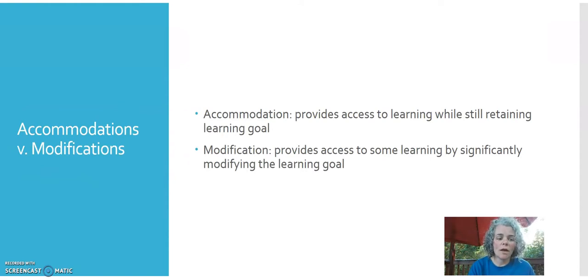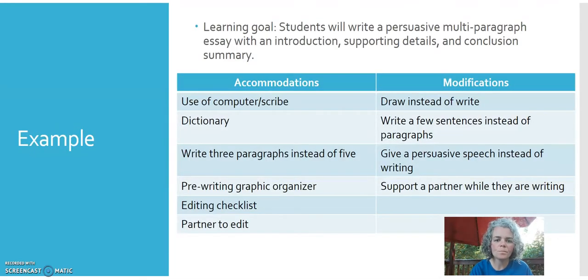I do want to clarify accommodations versus modifications, because up until now we've really looked at accommodations, which are access to learning but still retaining a learning goal. Whereas with modifications, your students are still learning, but you may change it so significantly that the learning goal actually ends up changing. So for example, students will write a persuasive multi-paragraph essay with an introduction, supporting details, and conclusion summary. So those are the things that we're looking for.